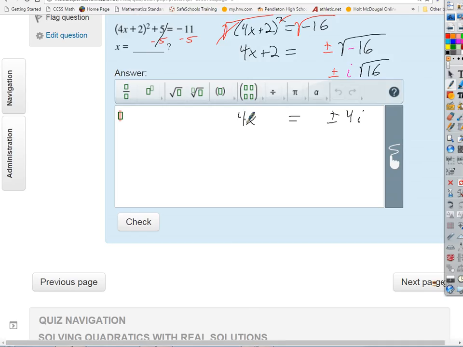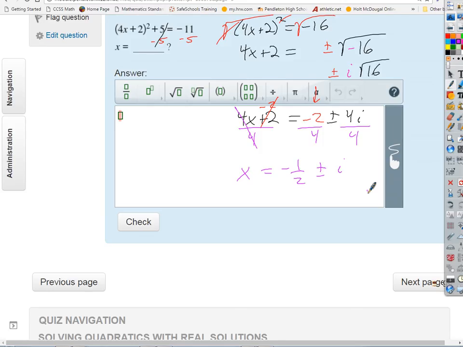So 4x plus 2 equals plus or minus 4i. So I'll go ahead and subtract 2, which is the same thing as adding negative 2 to both sides. I'll put it in front of the plus or minus, and then I'll divide both sides through by 4. I'll just divide each term separately by 4 and save a step. That's the same thing as dividing the whole right side by 4. And so then I end up with x by itself equals negative 2 over 4 is negative 1/2, plus or minus 4 over 4 is 1i. So it's negative 1/2 plus or minus i.